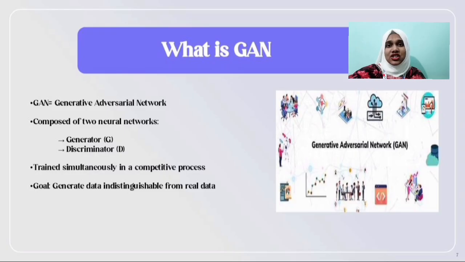What is GAN? GAN stands for Generative Adversarial Network. It consists of two neural networks working together: the generator, which creates fake data, and the discriminator, which detects whether the data is fake or real. They are trained together at the same time in a competitive way. The generator tries to fool the discriminator, while the discriminator tries not to be fooled. The main goal is to generate data that looks real and is difficult to distinguish from actual data. It's like a game between a forger and a detector.